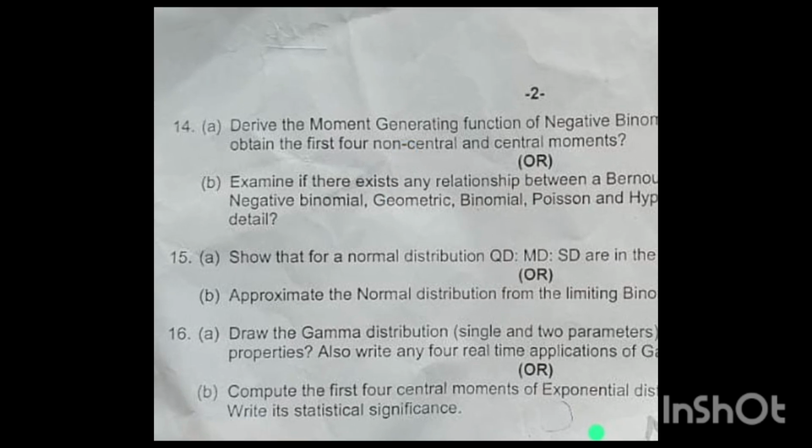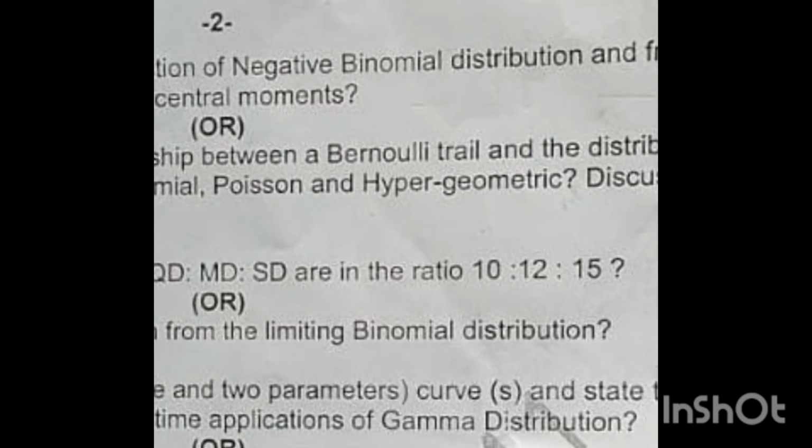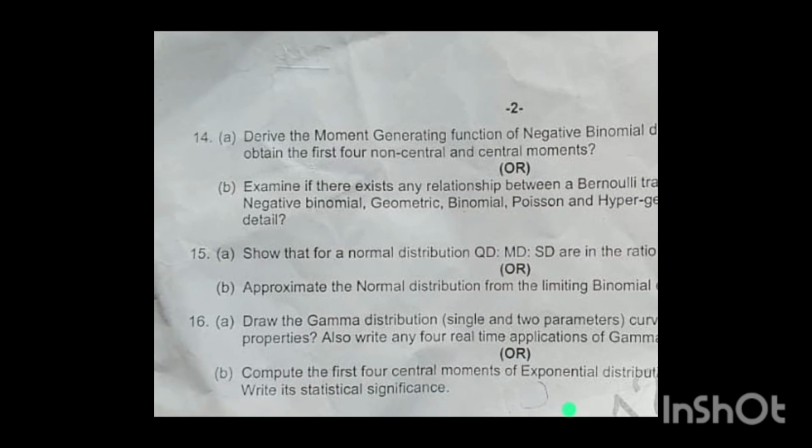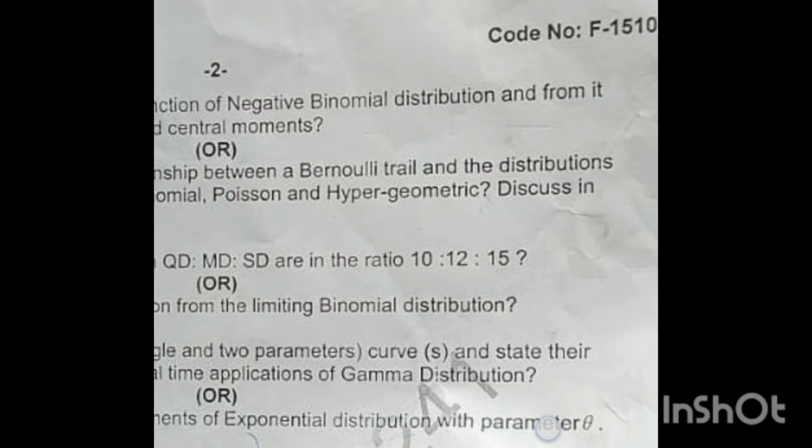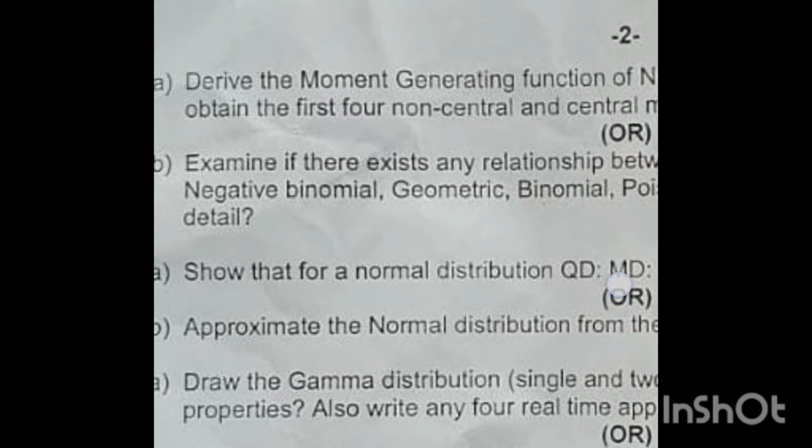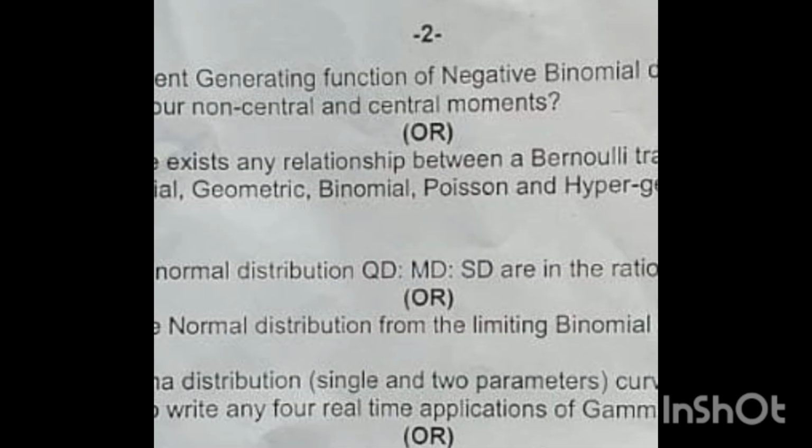Approximate the normal distribution from the limiting binomial distribution. Draw the gamma distribution in single and 2 parameter curves and state their properties. Also write any four real-time applications of the gamma distribution.